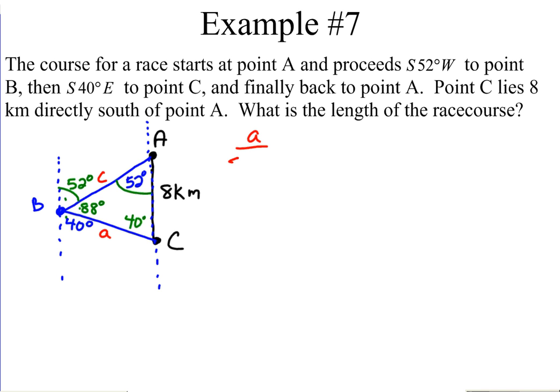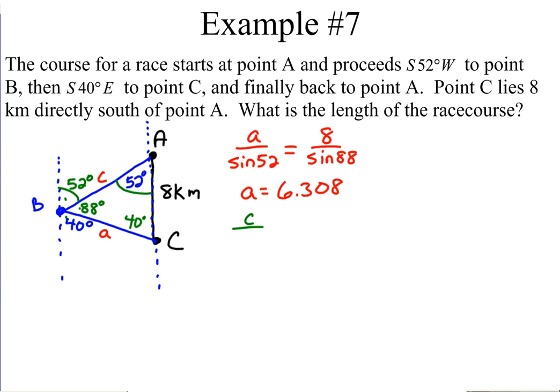A over the sine of 52 equals the ratio we know, 8 over the sine of 88. Multiply by the sine of 52, and we find that side A is 6.308. Do the same thing now, and let's find side C.